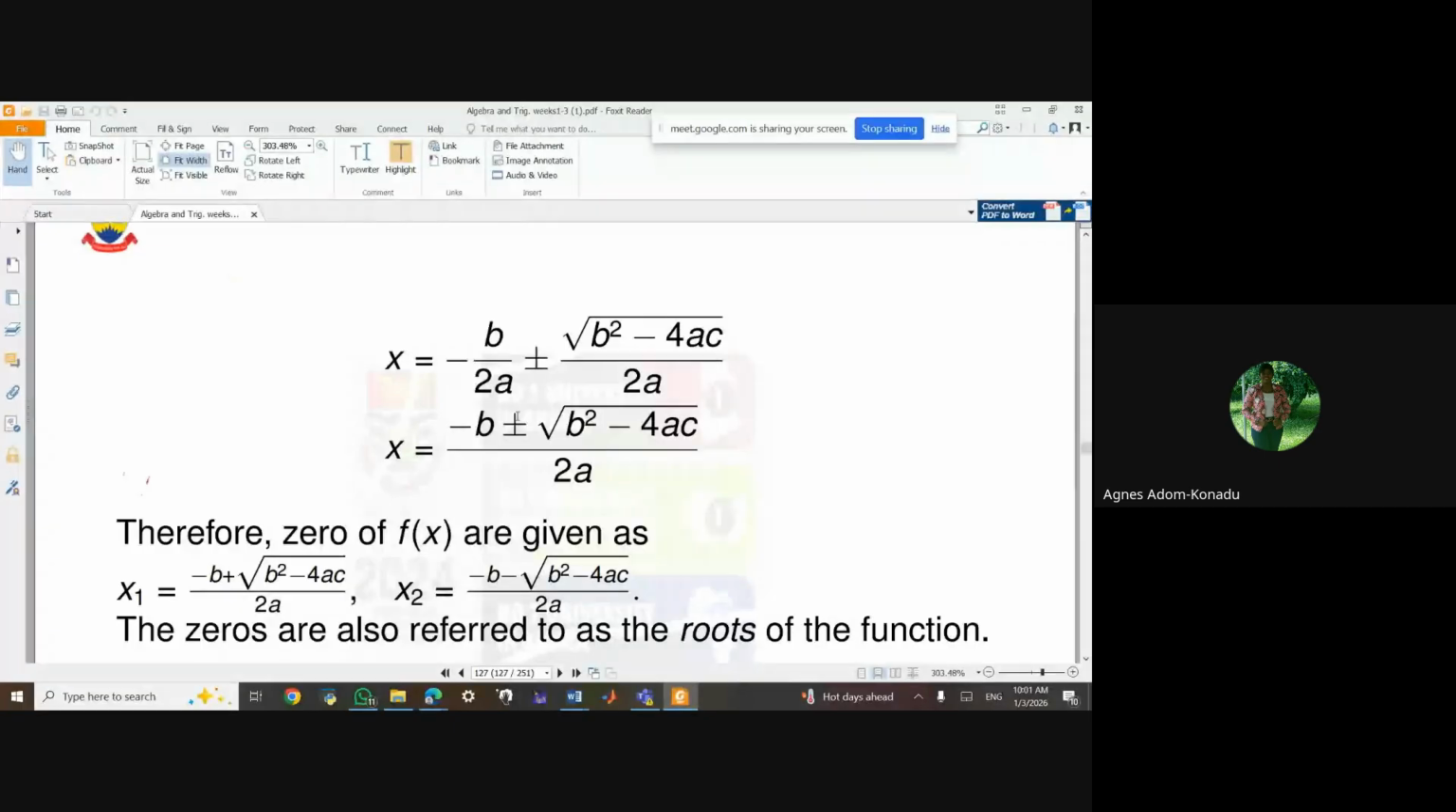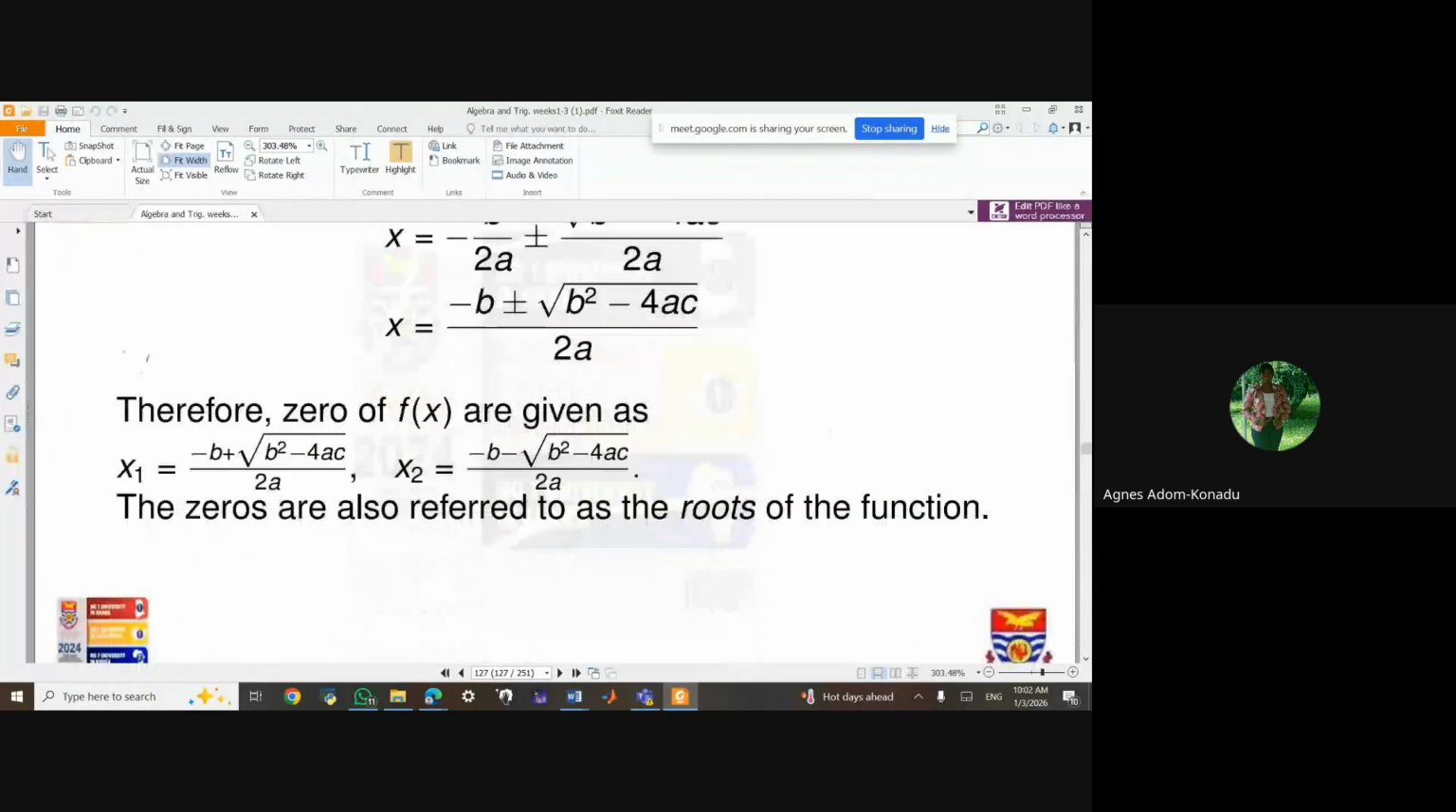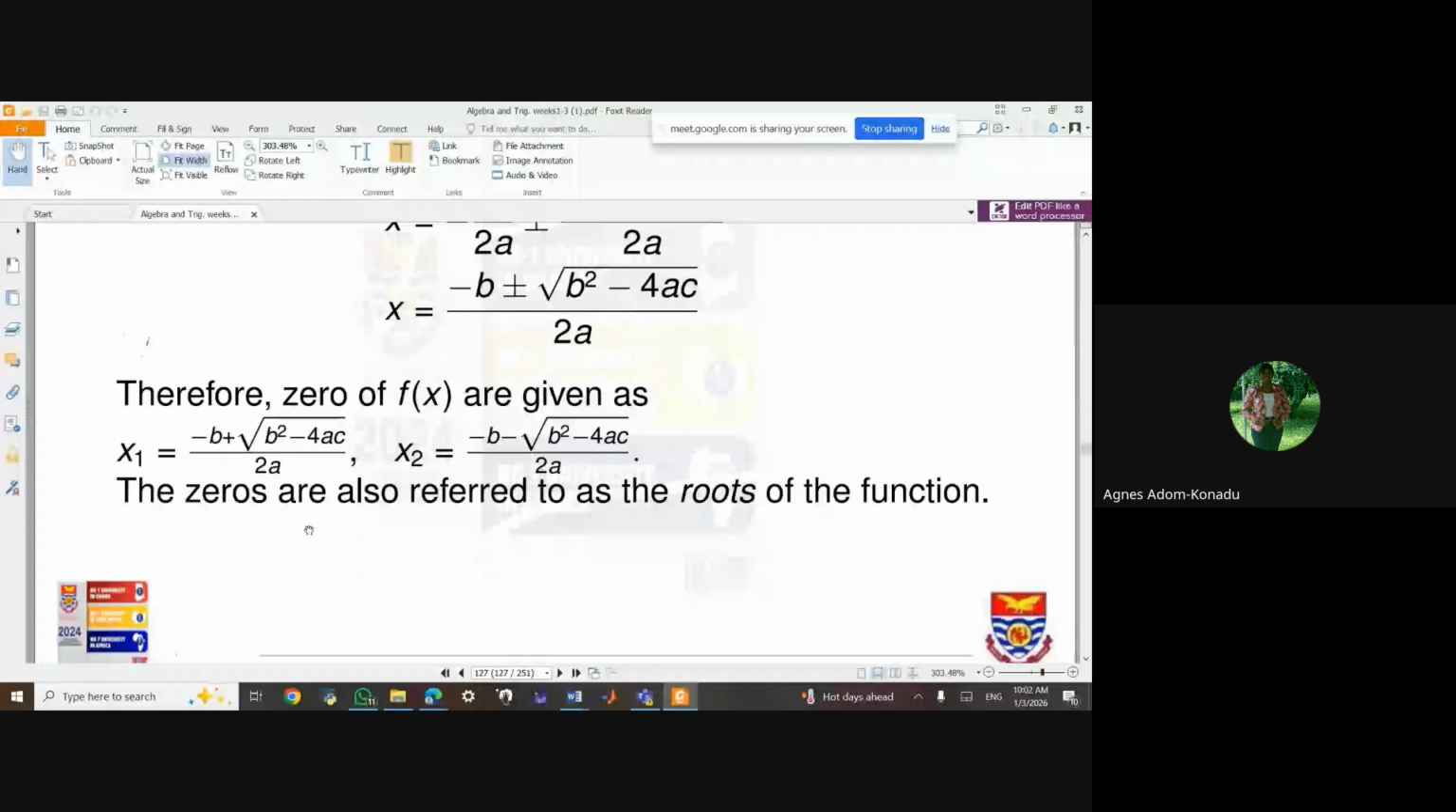So for the zeros, one of them will be with the positive radical sign, minus b plus the square root of b squared minus 4ac over 2a. Then I have the one with the negative sign. So the zeros are this and this. Okay, so these are the zeros, and we can also call them the roots of the function. And this is what we call the quadratic formula.